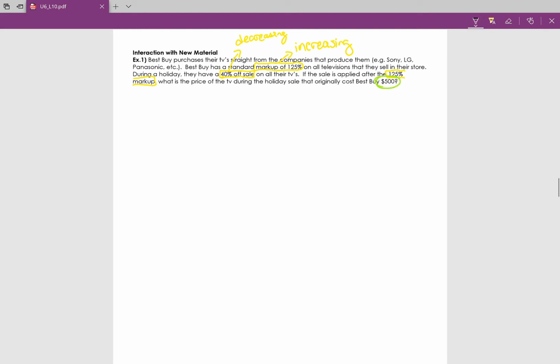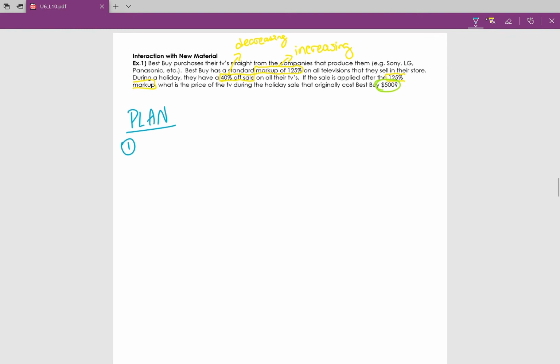There's a lot of information here again. So what we're going to do is draw a double number line and make a plan. You know what? Let's actually make our plan first. Our first step in the plan is what do we have to do? What do we first have to do? It says that we need to mark up the price by 125%. And what do we do with that percent change, that markup? We have to add it to what?